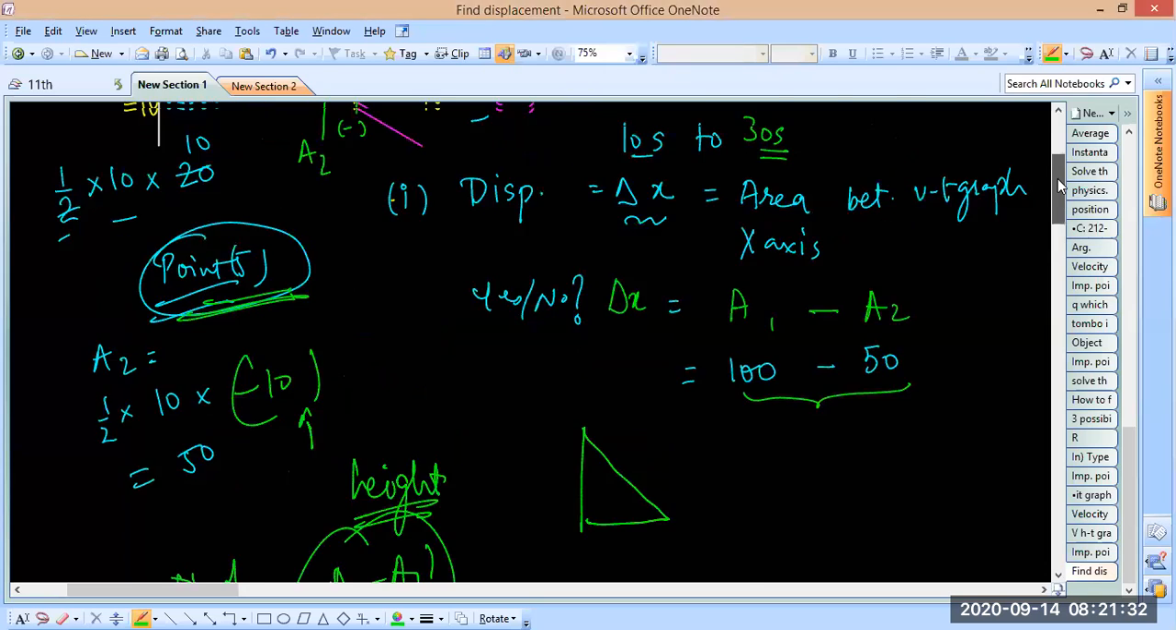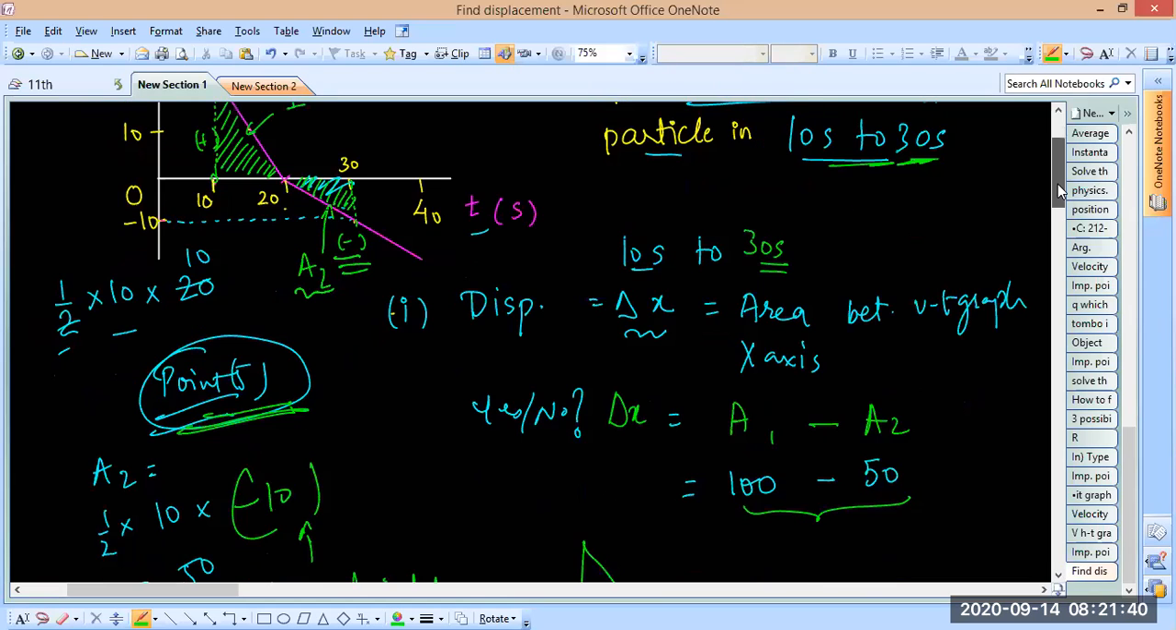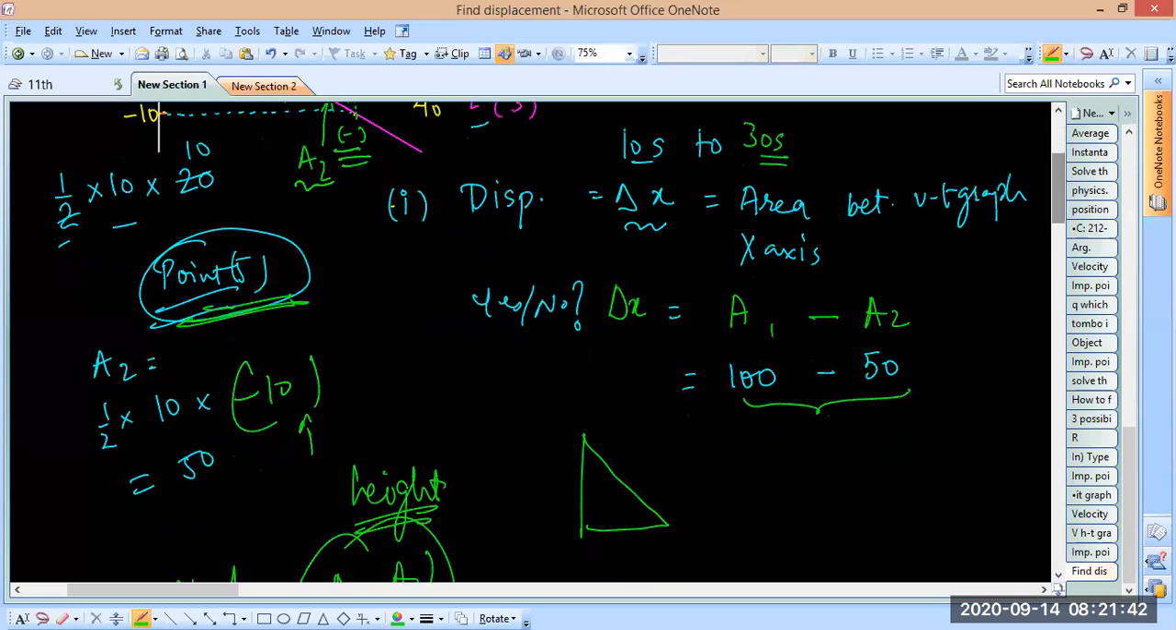This is just that we have to take total area, but this area is below the axis, so we are putting a minus sign in front of it, all right? So finally this answer will be 50. What will be the unit? What will be the unit, people? What will be the unit of this?